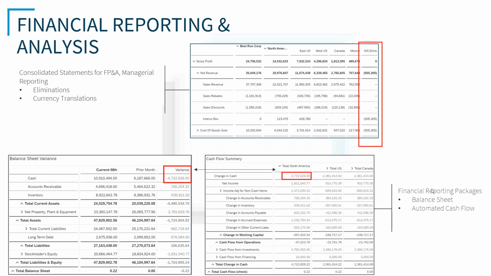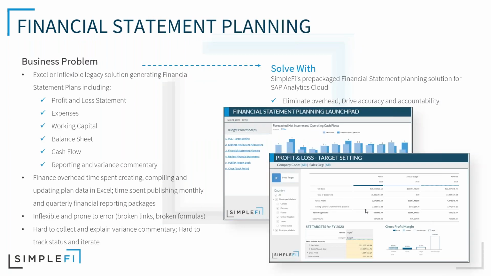And obviously, we have plan and actual balance sheet and cash flows. On the actual side, we're loading our balance sheet and calculating our cash flow. On the plan side, we're deriving a lot of this from our P&L plan and then using drivers to build up our working capital and cash flow plan.